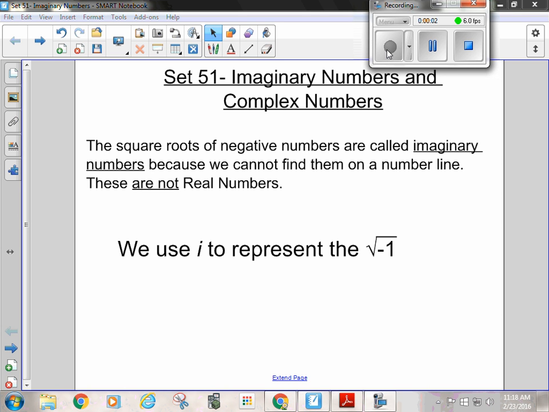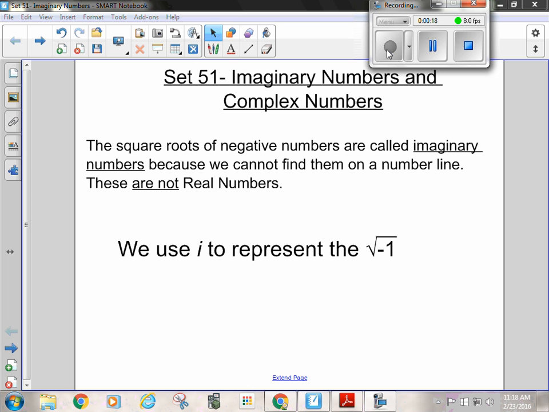Okay, ladies and gentlemen, we're going to do set 51, imaginary numbers and complex numbers. So now we're going to talk about when we have square roots of negative numbers. Those are what we call imaginary numbers because we can't find them on a number line. So they're not a real number.